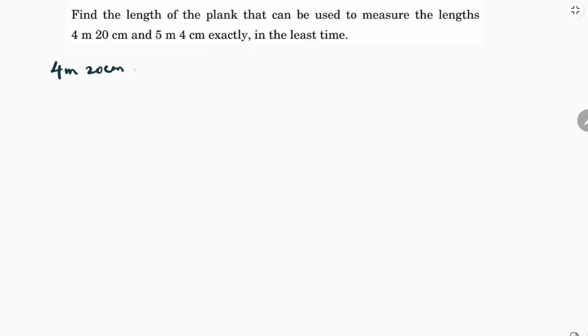4 meters 20 centimeters, I'll convert into centimeters. So 4 meters 20 centimeters is 420 centimeters. The other one is 5 meters 4 centimeters, so it is 500 plus 4, 504 centimeters. So the length of the plank that can be used to measure the lengths of these two exactly in least time, we need to find HCF. I need to find HCF.